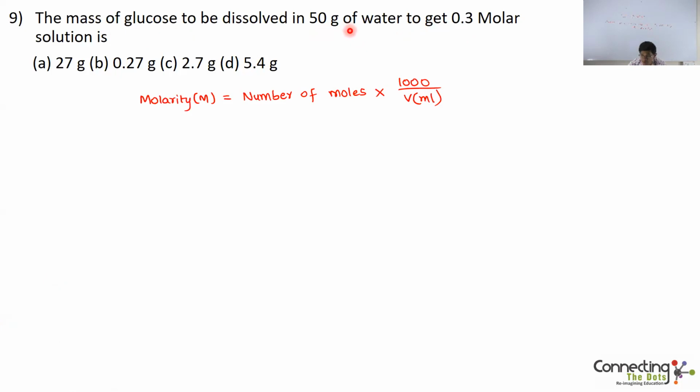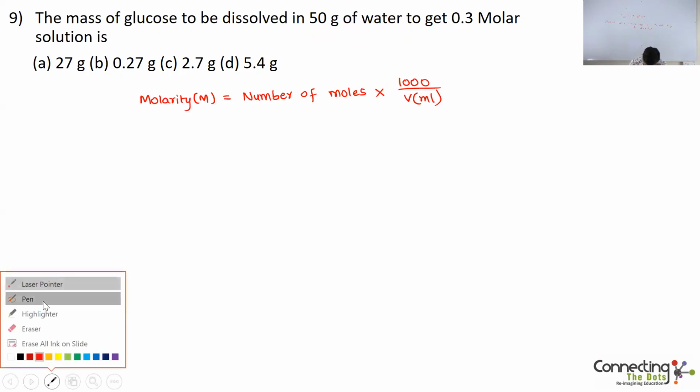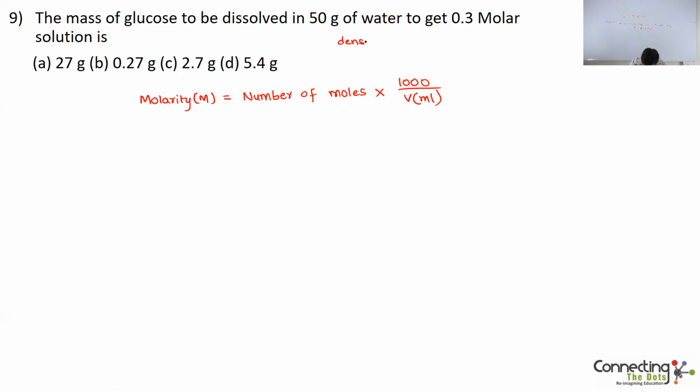So we know the density of water is 1 gram per cm cube. So 1 ml is nothing but 1 gram. So 50 grams will be equivalent to 50 ml in case of water. So let us try to substitute that. Molarity is given, 0.3 is equal to number of moles. Number of moles is mass by molar mass. Mass, let us say it is X, divided by the molar mass.